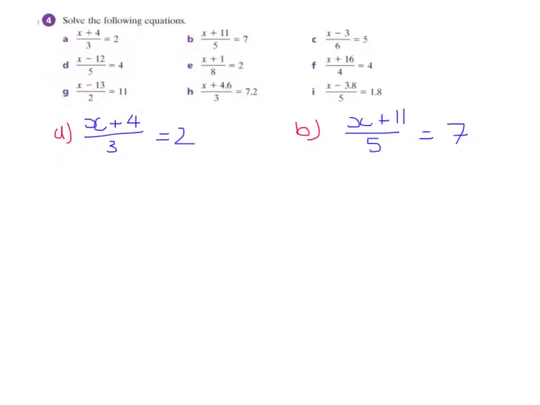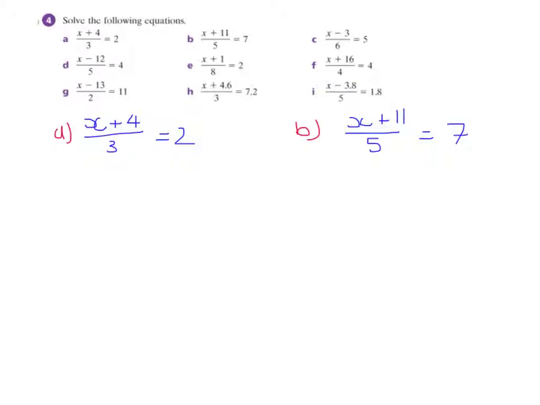Okay, let's have a look at this. So it says solve the following equations. These ones look a bit yuckier than before, but they're not really. So let's have a think of this. This is our x plus 4, and it's a divide by 3. So we have to think about what we're doing.